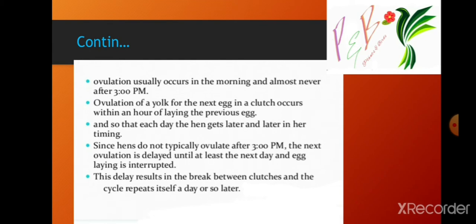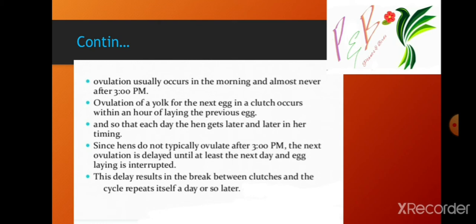Ovulation of the yolk for the next egg in the clutch occurs within an hour of laying the previous egg. That means if an egg is laid at 8 or 9 o'clock in the morning, then, normally, a naturally grown hen will lay eggs between 7 and 10 o'clock. If it laid an egg at 8 o'clock, then before 9 o'clock the next ovulation will take place. That is, the yolk will be released from the ovary into the oviduct. And so each day the hen gets later and later in her timing.